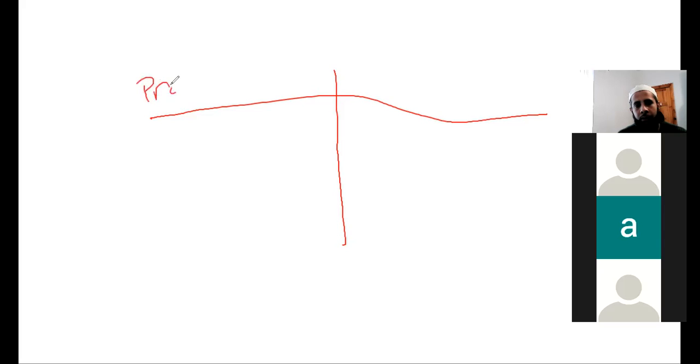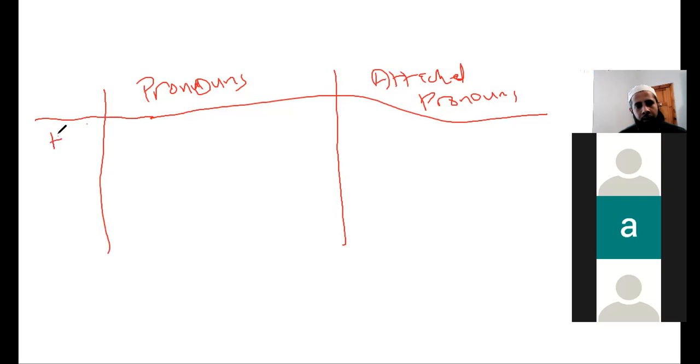Okay, so we're done. There are two types. Well, they did more, but basically, we're done with pronouns, and now today we're going to do attached pronouns. So for example, he was what in Arabic? Huwa, yes.